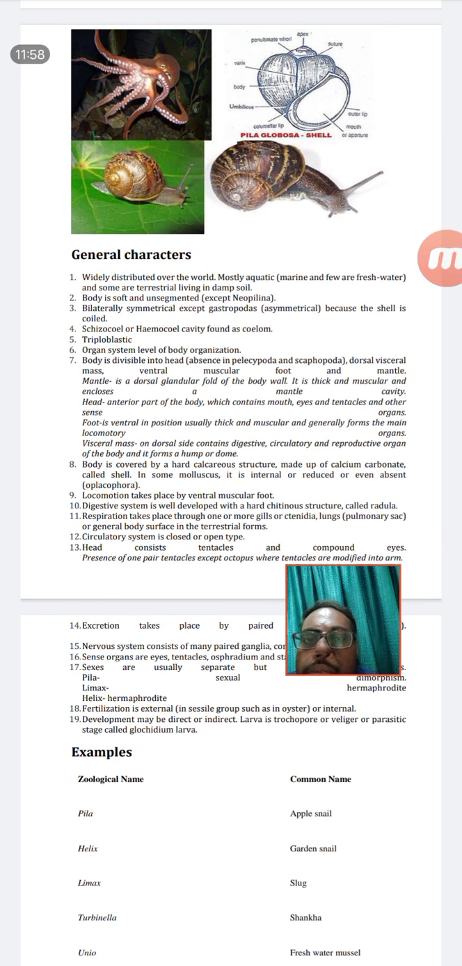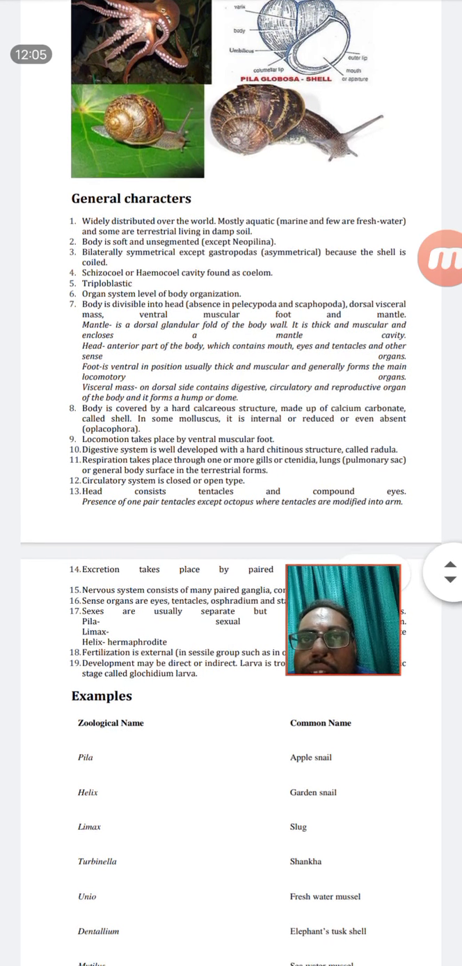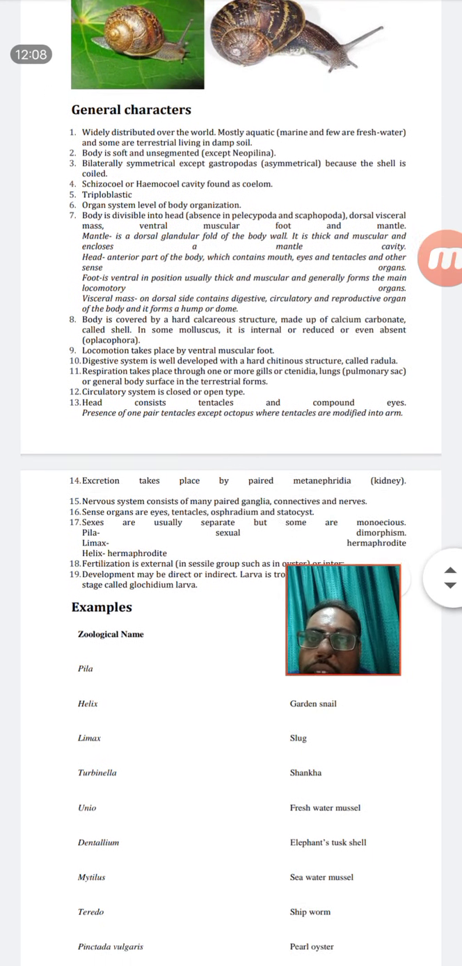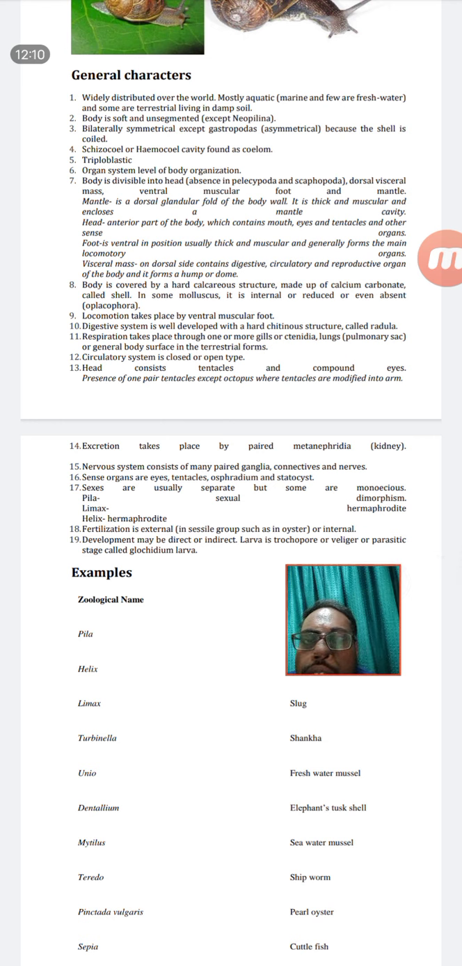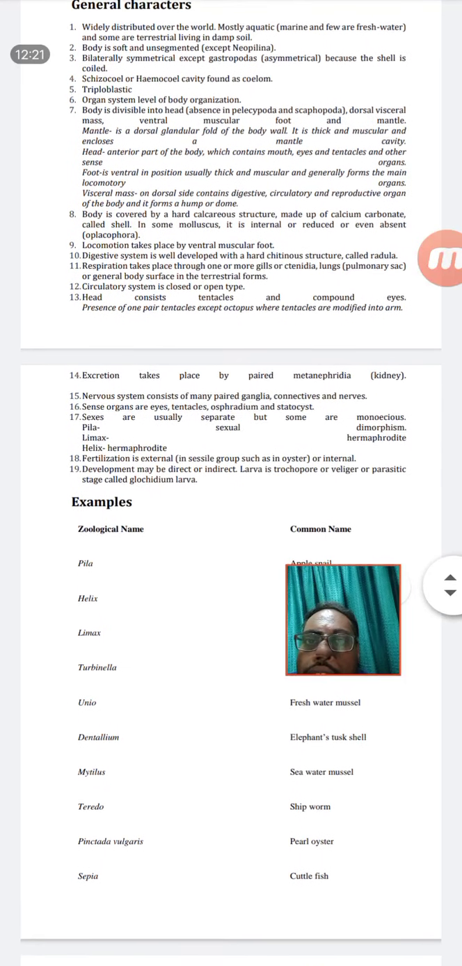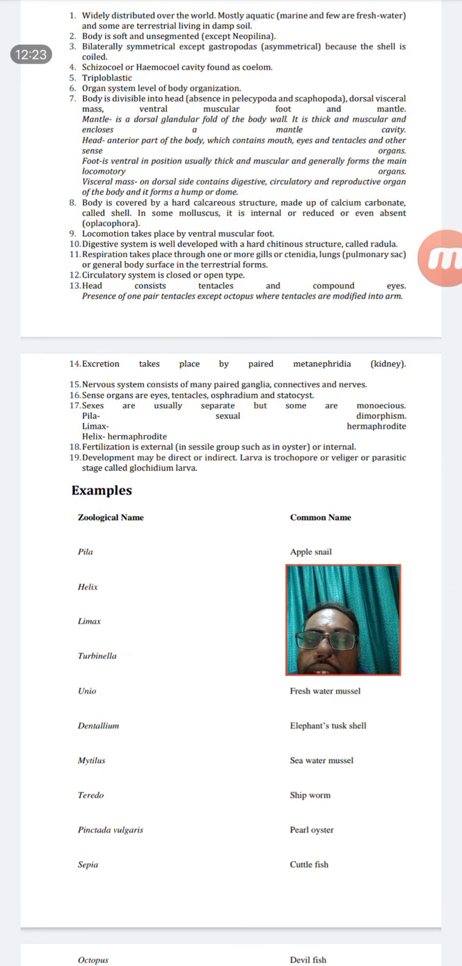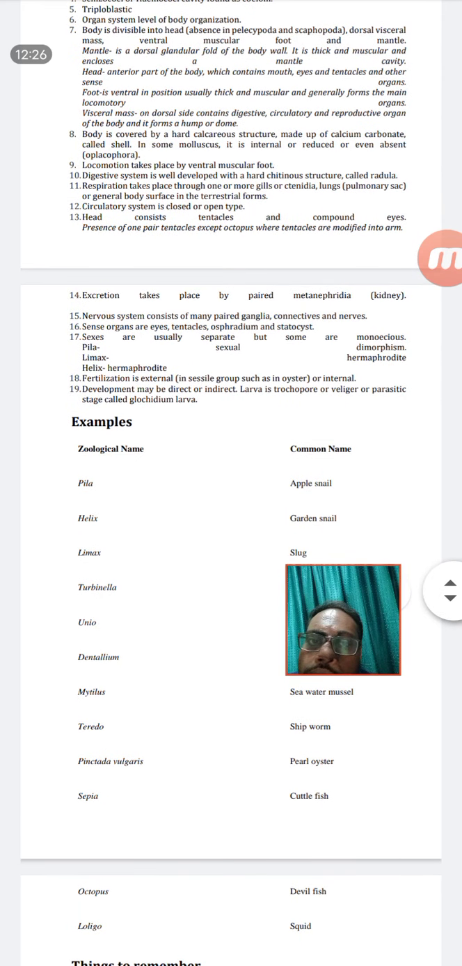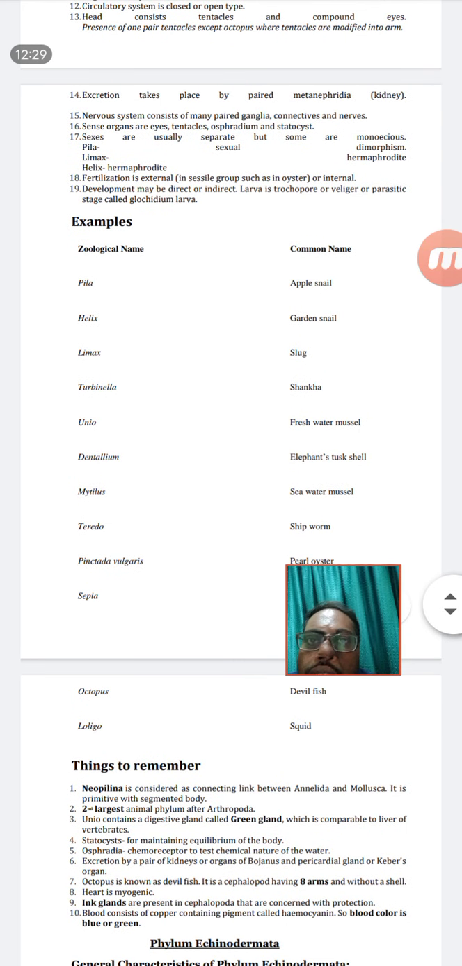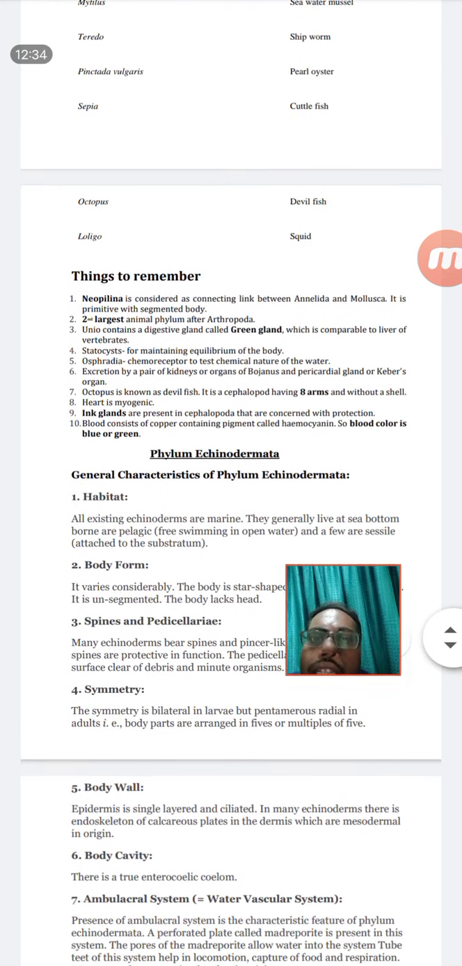Then circulatory system is closed in some, and some have open. Their head in some of them consists of tentacles, like octopus, and they have compound eyes. Excretion takes place through metanephridia, that is the primitive kidney, and they have a well developed nervous system. The sexes are usually separate, and fertilization is internal, and some of them have a larval stage. So these are some of the examples of them and their zoological names. It is very good to understand that.